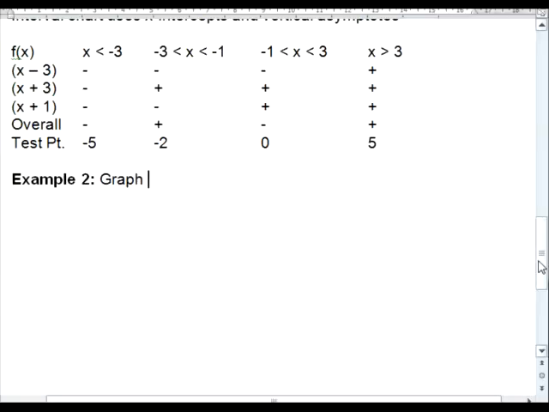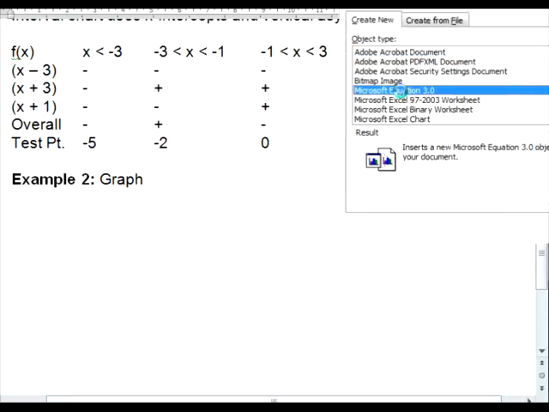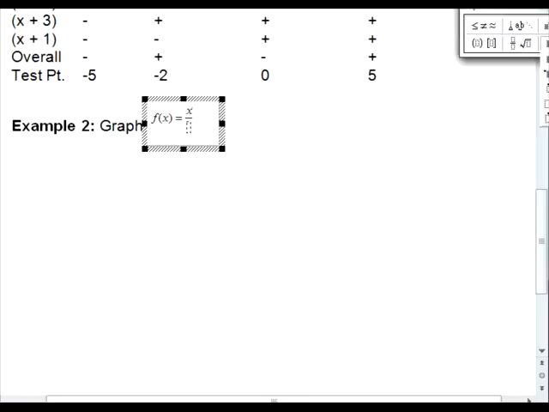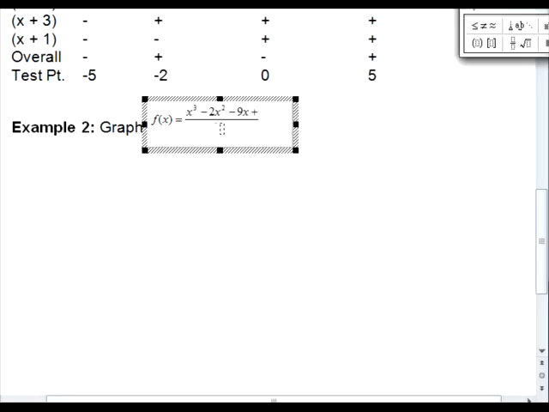Graph f of x is equal to x cubed minus 2x squared minus 9x plus 18.